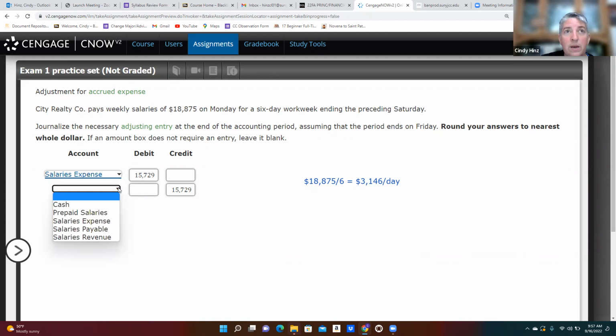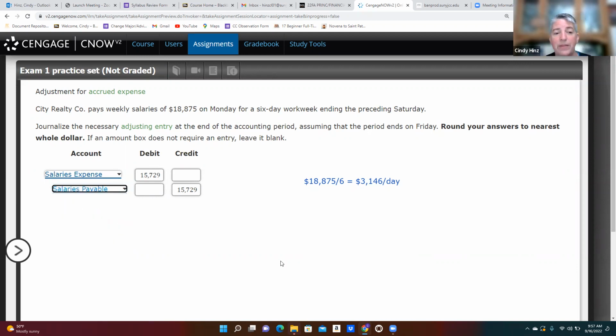We know we need an income statement and a balance sheet account. So salaries expense is on the income statement, and we need a related account on the balance sheet. And that, of course, would be salaries payable. We want to make sure that our liabilities reflect that we owe our employees the $15,729.